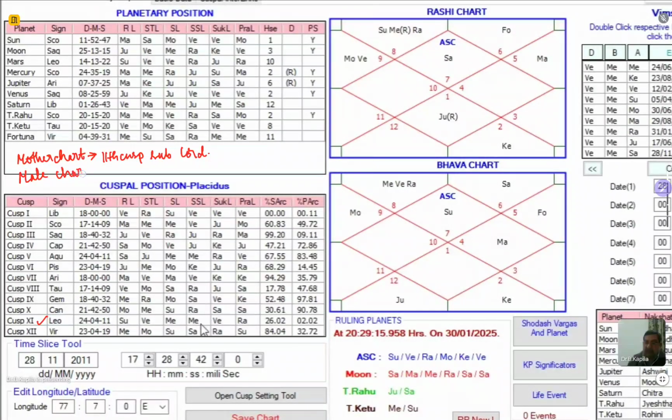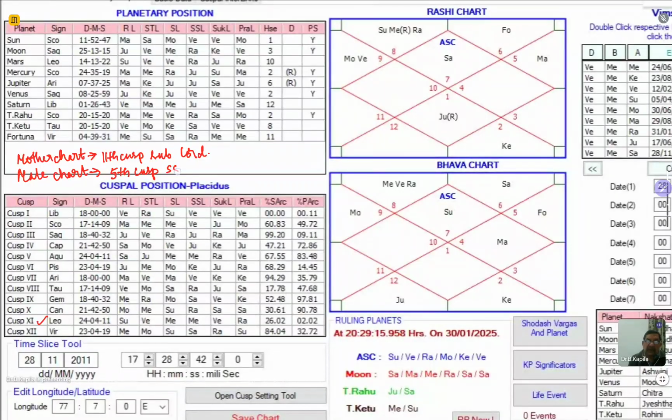So 11th cusp means, now what will be the sex of the child? Male. So a male was born to this lady. Is it okay now? Right? So this is how we check it.